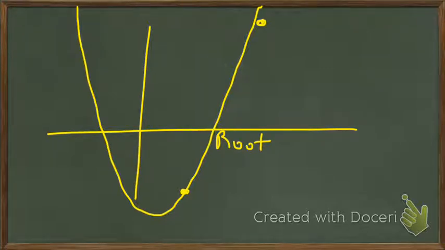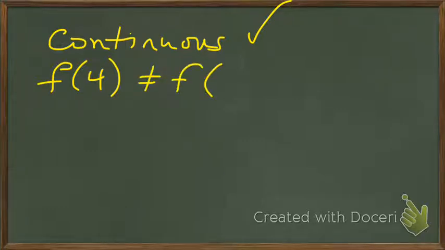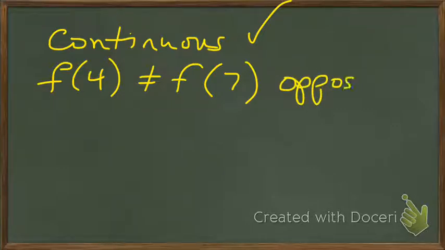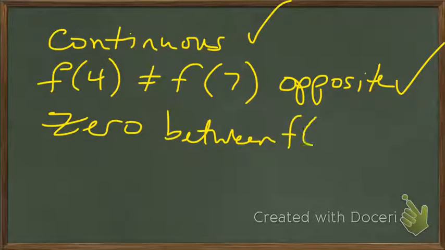So let's check these conditions. We said the function must be continuous. Got it. We said that the function value for the first x must not be the same as the function value for the second x. Furthermore, they must have opposite signs. Check, we got that. And because of that, we know that there is a 0 somewhere between f of 4 and f of 7.